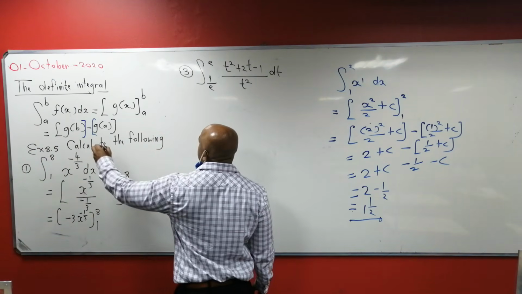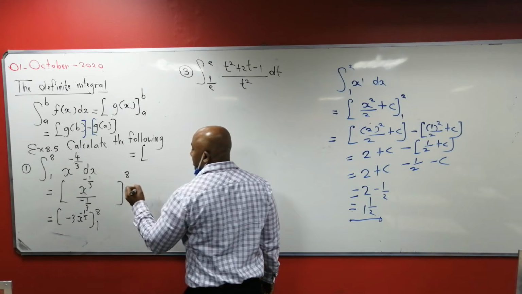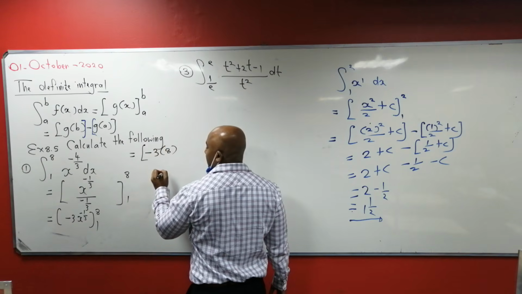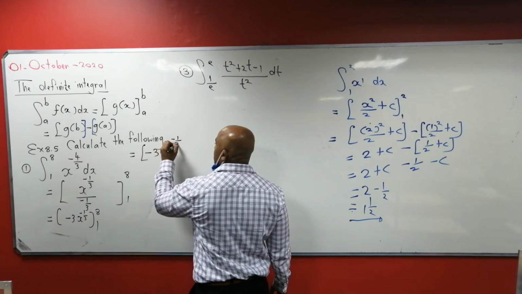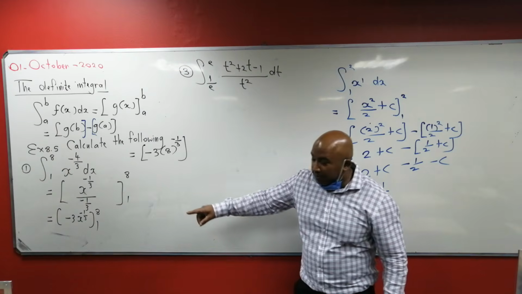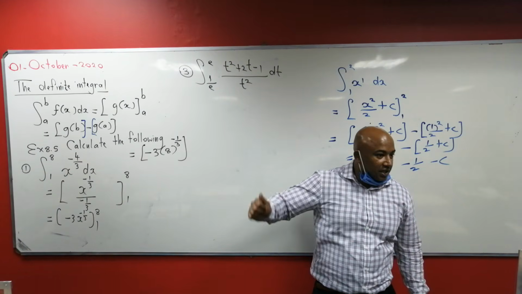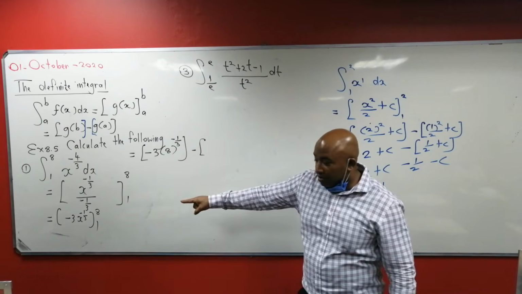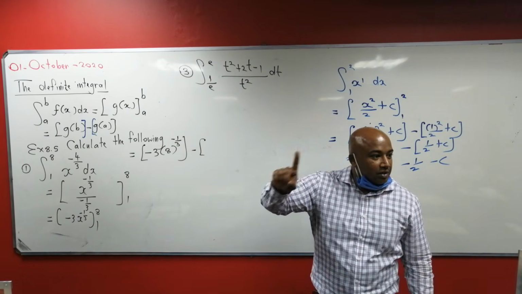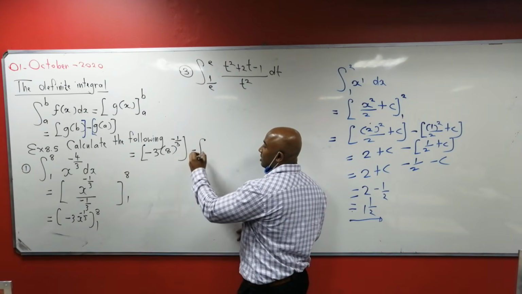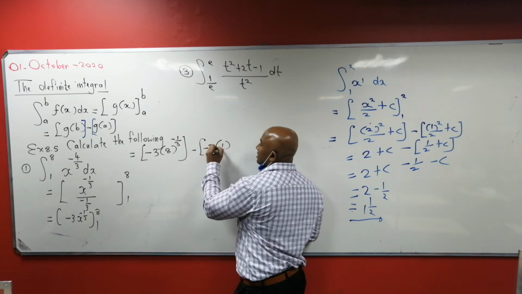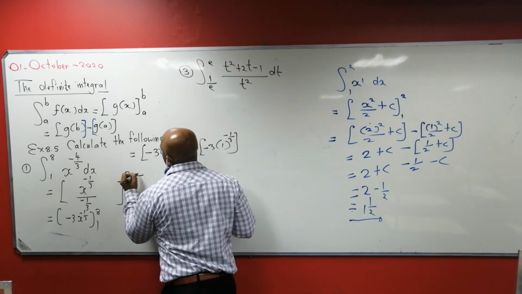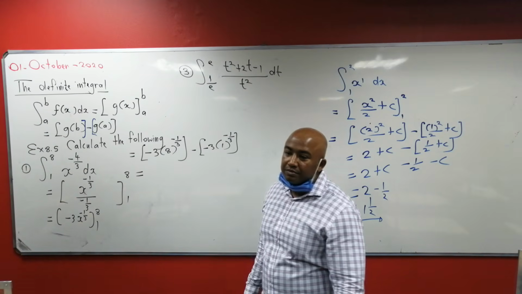So now what am I going to do? I'm going to substitute the upper limit, so that's minus 3 times 8 to the power minus 1 over 3. I'm replacing x with my upper limit, which is 8. Then I will put down a minus sign, and then I will go back and now replace x with 1. So therefore that will be minus 3 times 1 to the power minus 1 over 3. Give me an answer there.